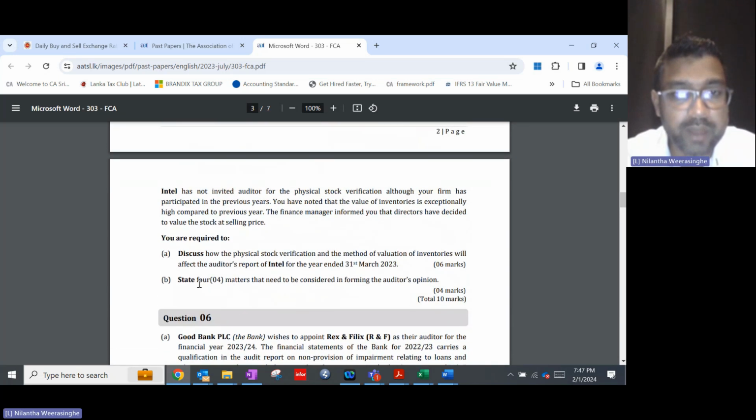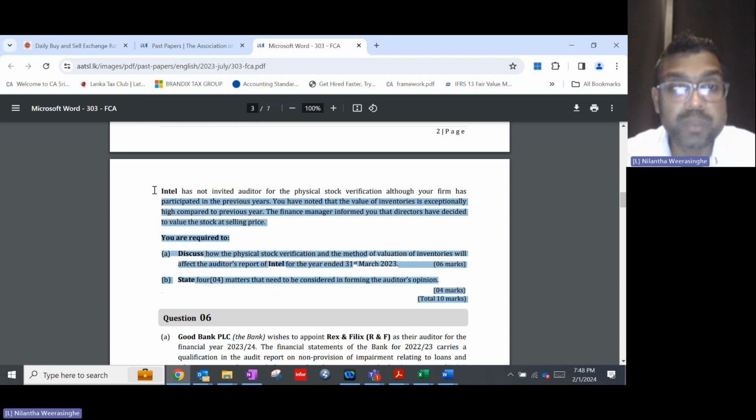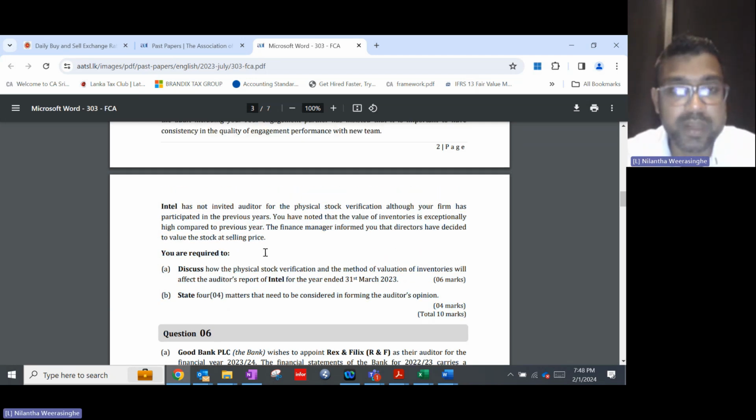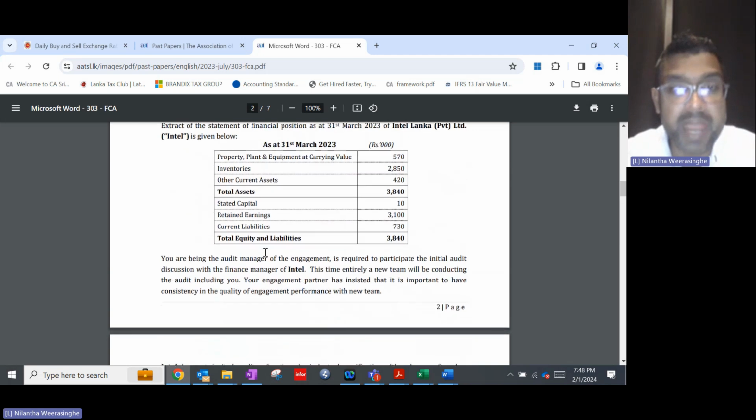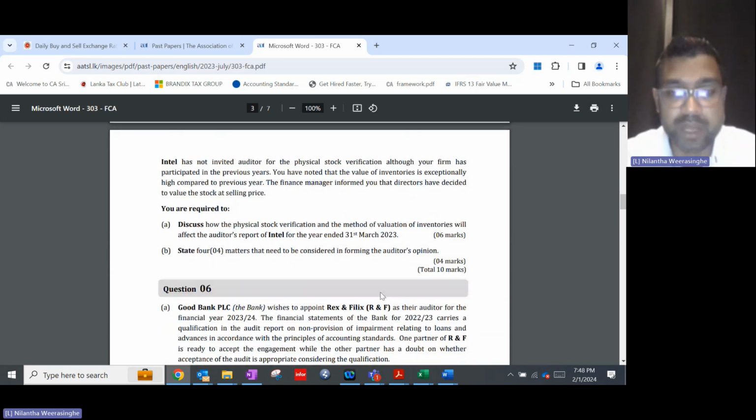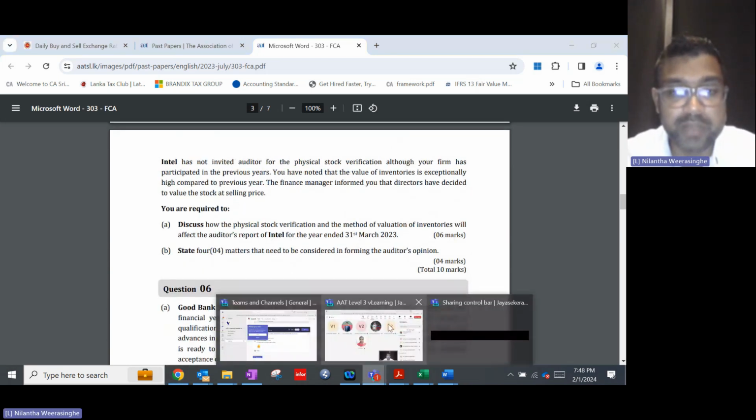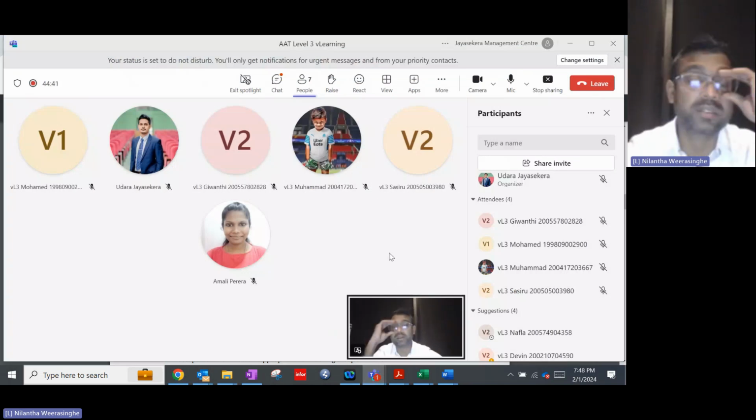Question number 5. State 4 matters that should be considered in forming an audit opinion. 4 marks. Discuss the physical stock verification method of valuation of inventory will affect on auditor's report. 6 marks. Remember, mandatory 10 marks will be there in your paper, right? This is a compulsory question. Question number 5 this time. It's a mandatory question. 10 marks.